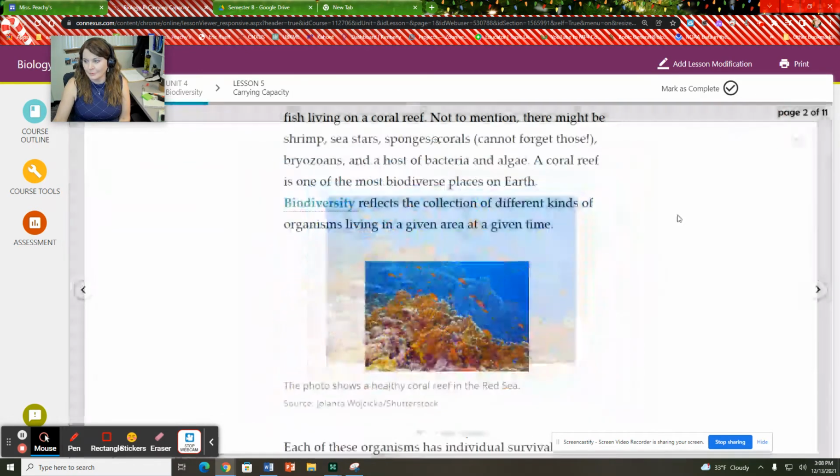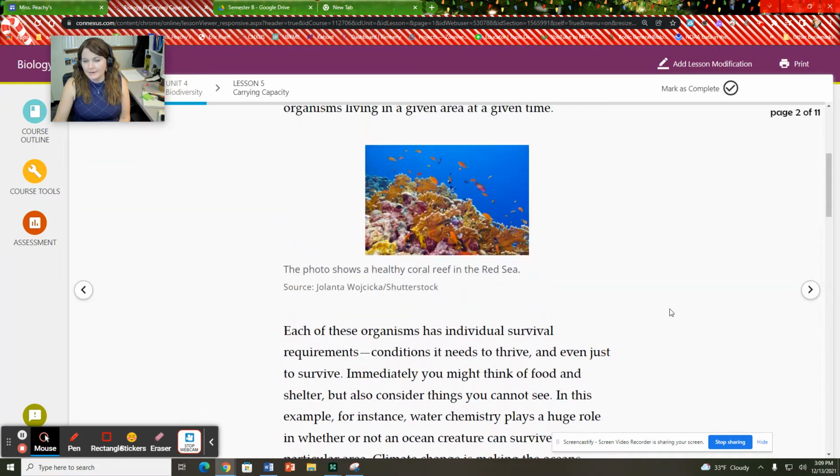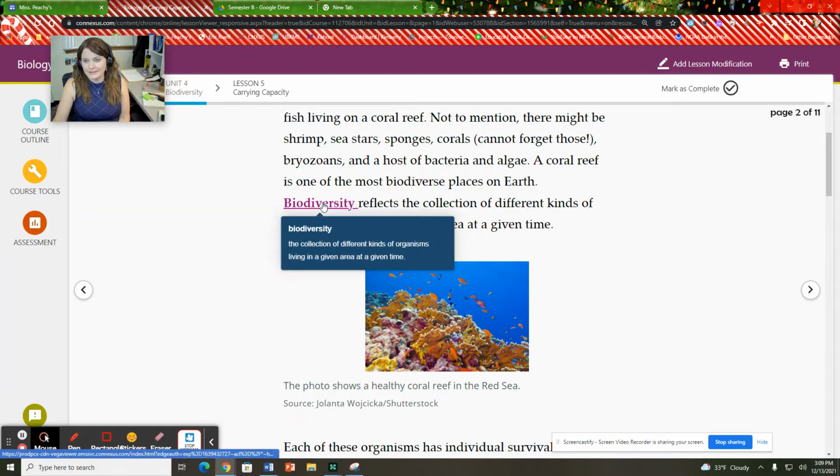Okay, here we go. And so it talks about something known as biodiversity. If you look at the definition, biodiversity is the collection of different kinds of organisms living in a given area at a given time. So we're concerned with biodiversity. We do know that a healthy ecosystem has to maintain its normal level of biodiversity, right? Different ecosystems have different levels of biodiversity that are unique to that particular ecosystem.